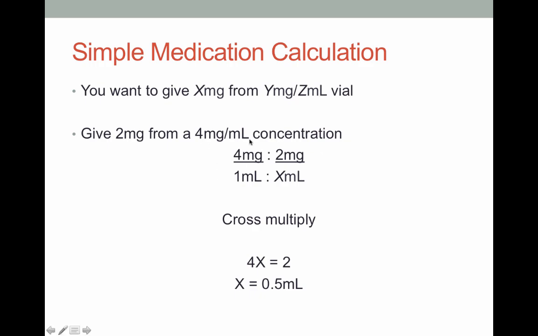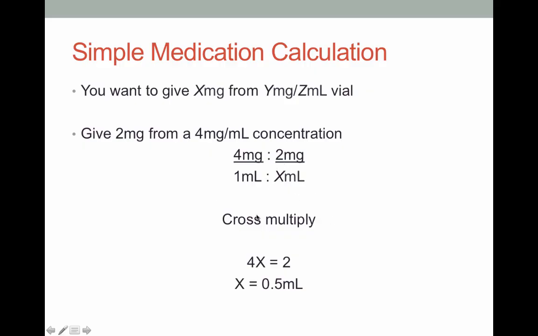So I'm going to take this concentration, just 4 milligrams per milliliter, and what I want to give, and set them right alongside each other. So I've got 4 milligrams in 1 milliliter. That's my concentration in the vial. I know this, and I know I want to give 2 milligrams. What I don't know is how much I want to give. I want to give X. So we're solving for X right here.